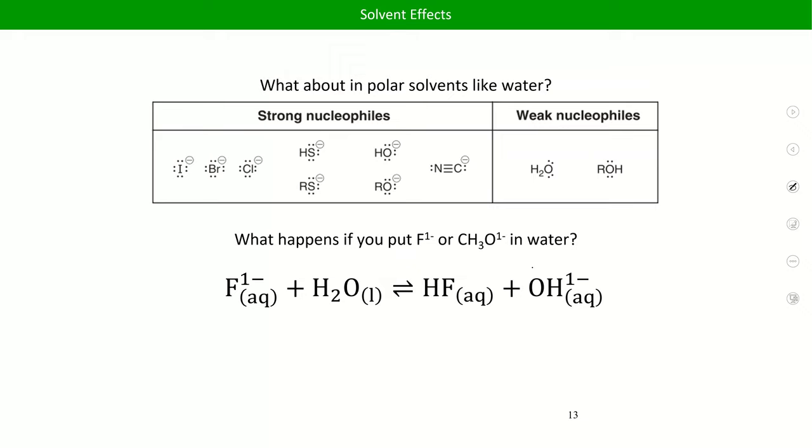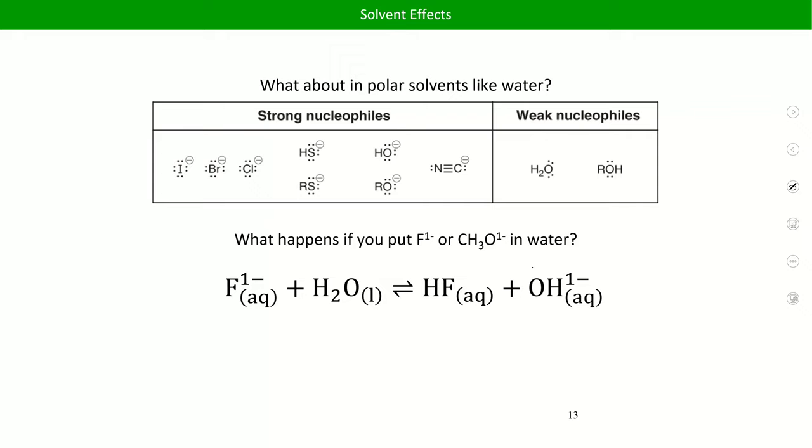Because the smaller your nucleophile, the more that solvent shell can basically keep it sequestered. Iodide is less affected by solvent than bromide, which is less affected than chloride, which is less affected than fluoride. So fluoride has the biggest swing when you're in a protic solvent.